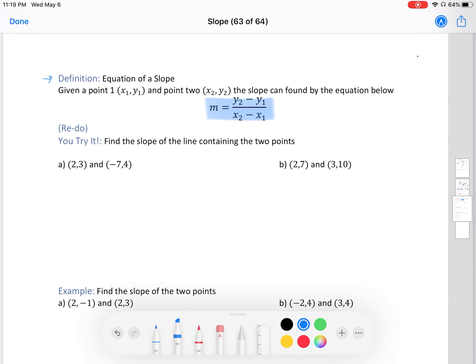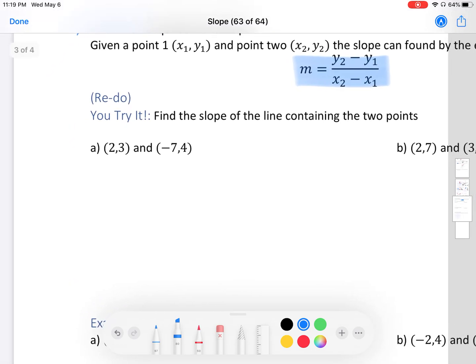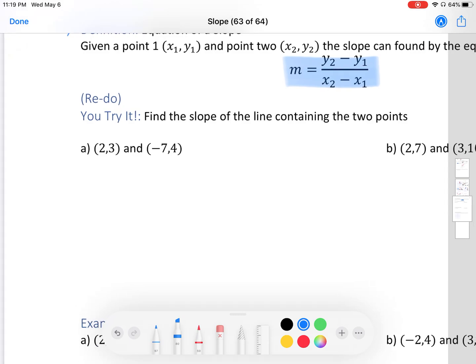Okay, so pause it, give it a try, and then when you're done, unpause it so we can work out together. Okay, let's do you try A. So we're going to use the slope of a line formula that we have written up there.